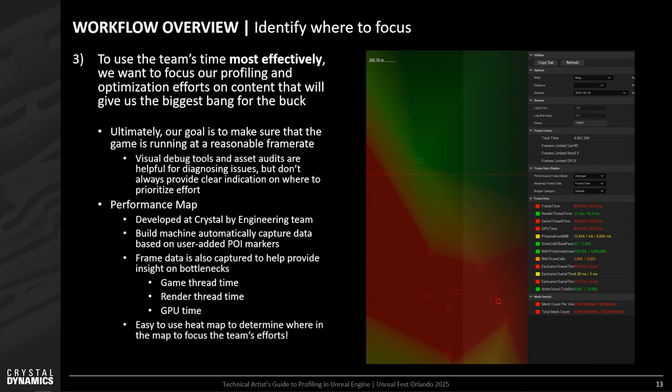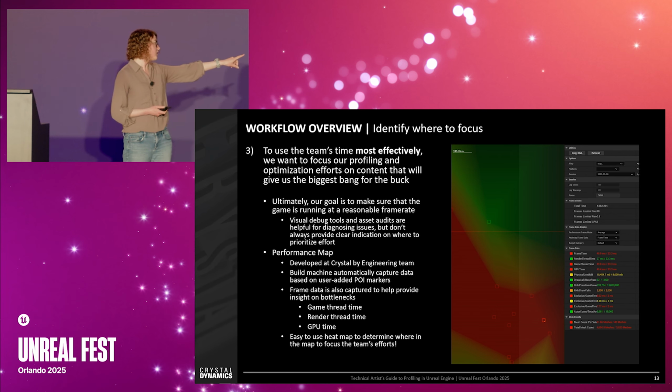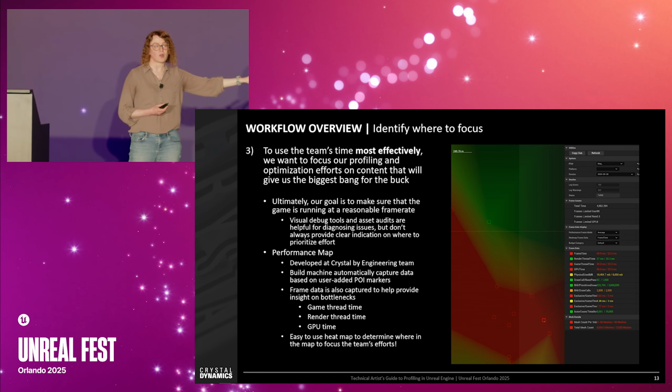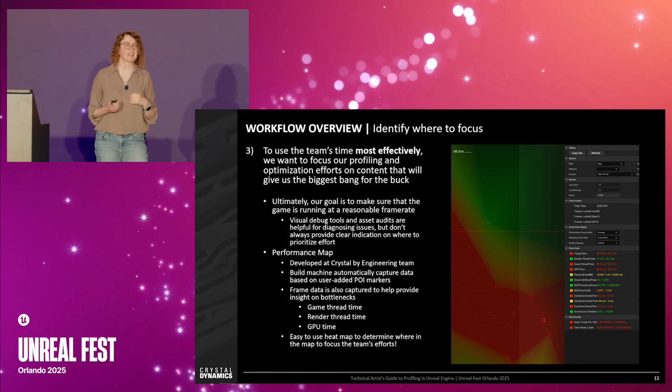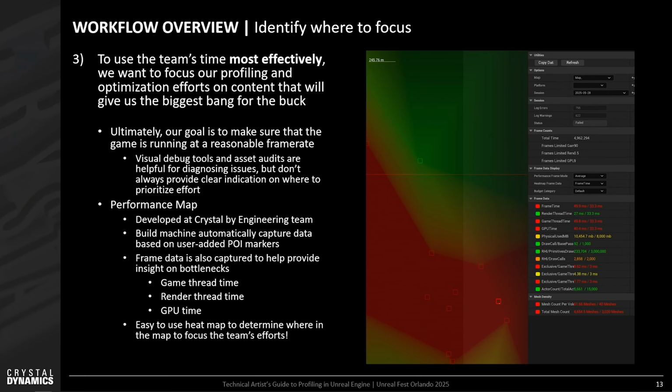So in order to help focus efforts, the first thing that we want to look at is something like a performance map, like the one over here that we've developed internally. This was created by our engineering team, and every so often our build machine automatically captures data based on user-added POI markers. If you see the little red squares on the right-hand side, those are our POI markers. There are some that have already been placed, but any user can add additional POI markers for any location that they would like to have more data for.